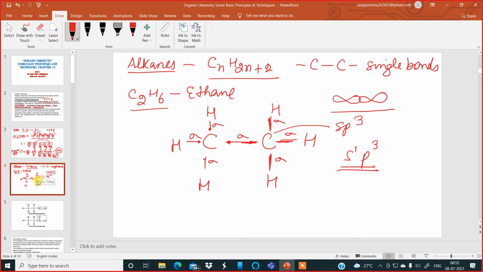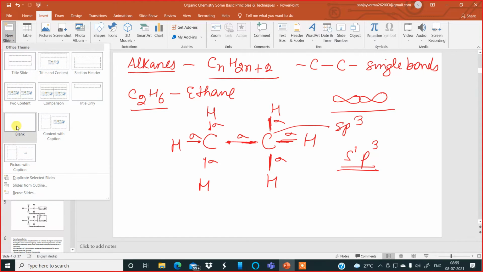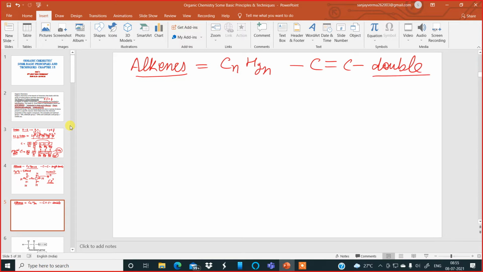Next, I would like to show you the hybridization of alkenes. Okay, have a look now. Alkenes, I believe you remember, have the general formula CnH2n, and alkenes have at least one carbon-carbon double bond.